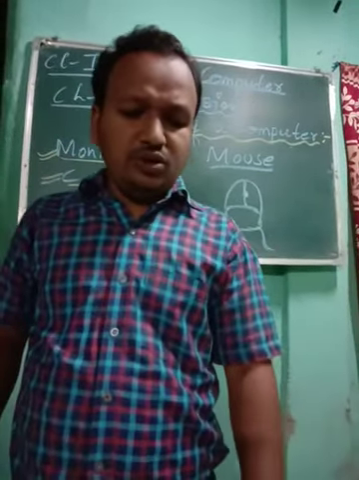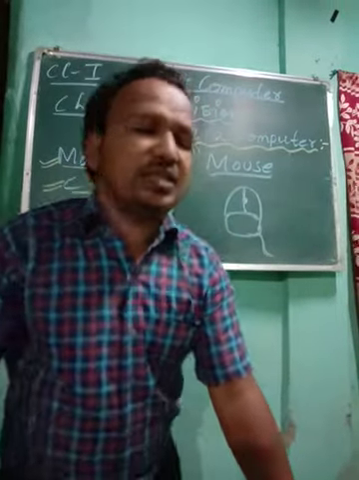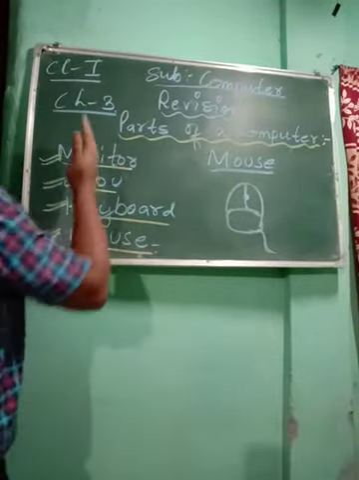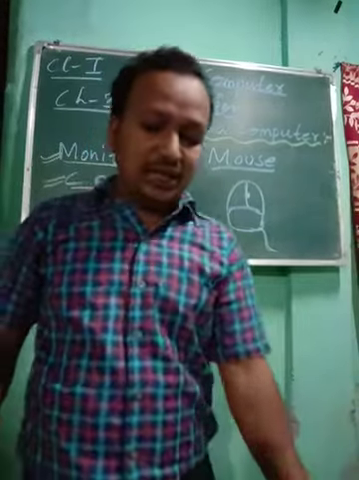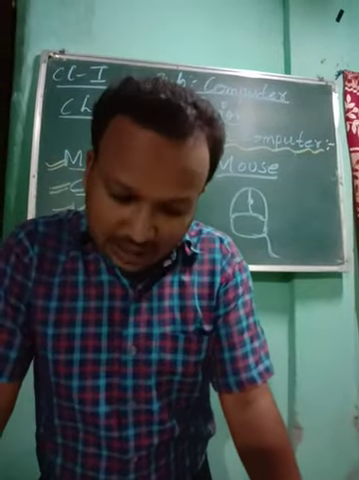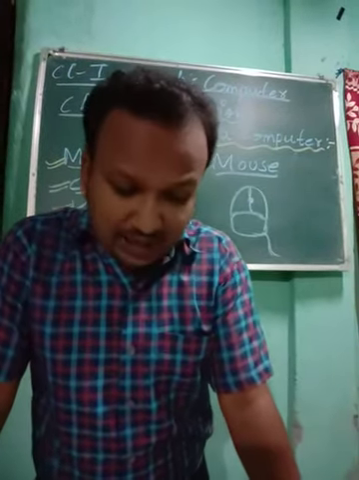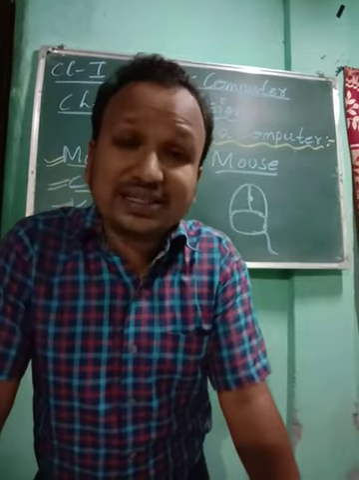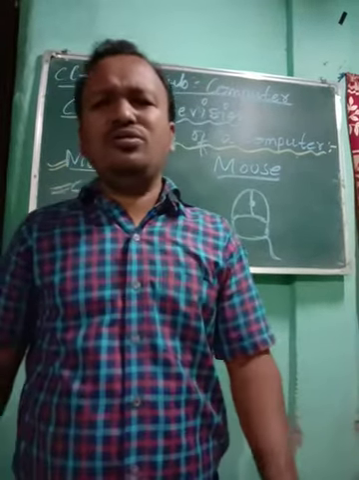Now you see, these are the main parts of a computer: your monitor, CPU, keyboard and mouse. But it has others also, like a printer, speaker, headphone, scanner, UPS. So other parts are also there.